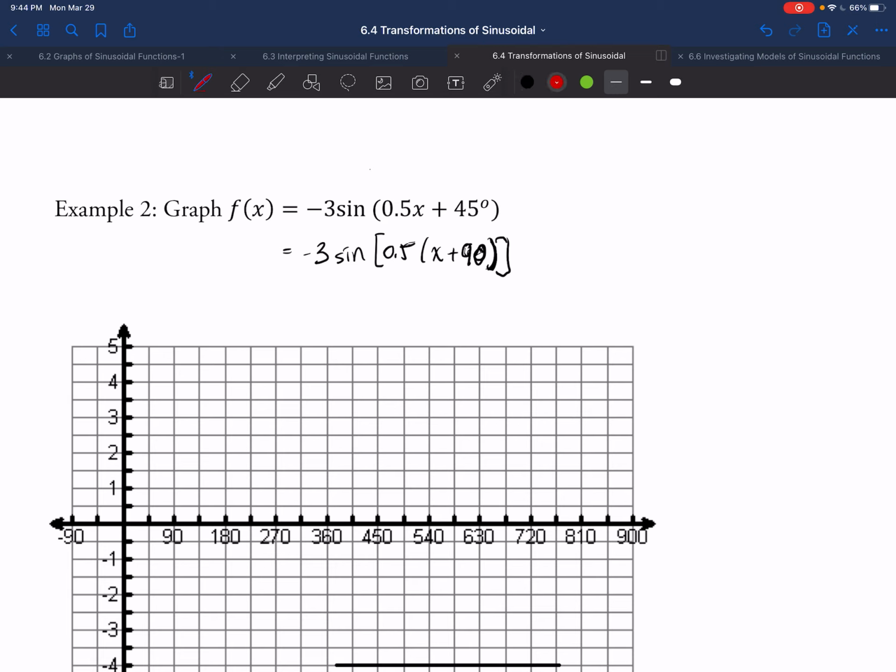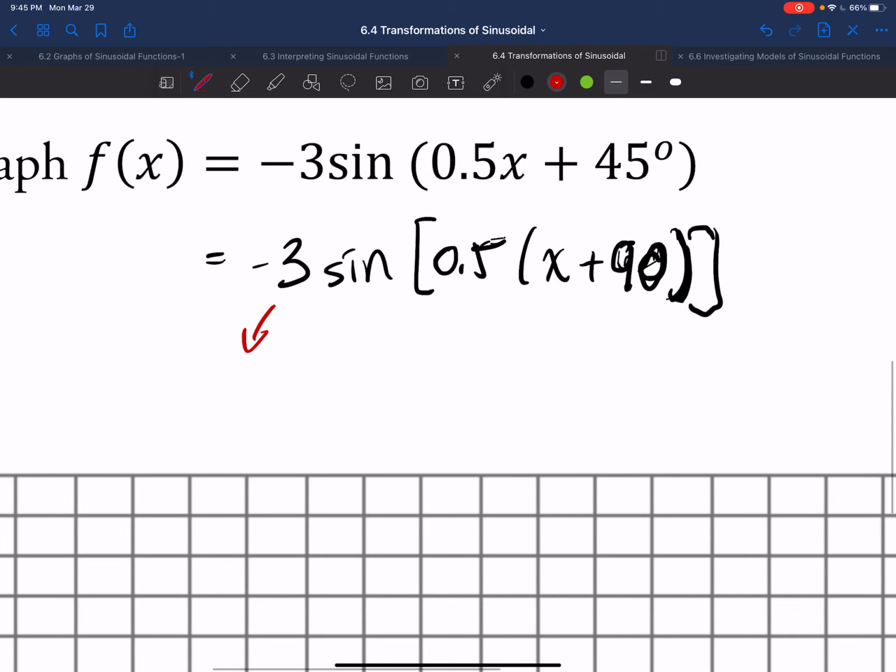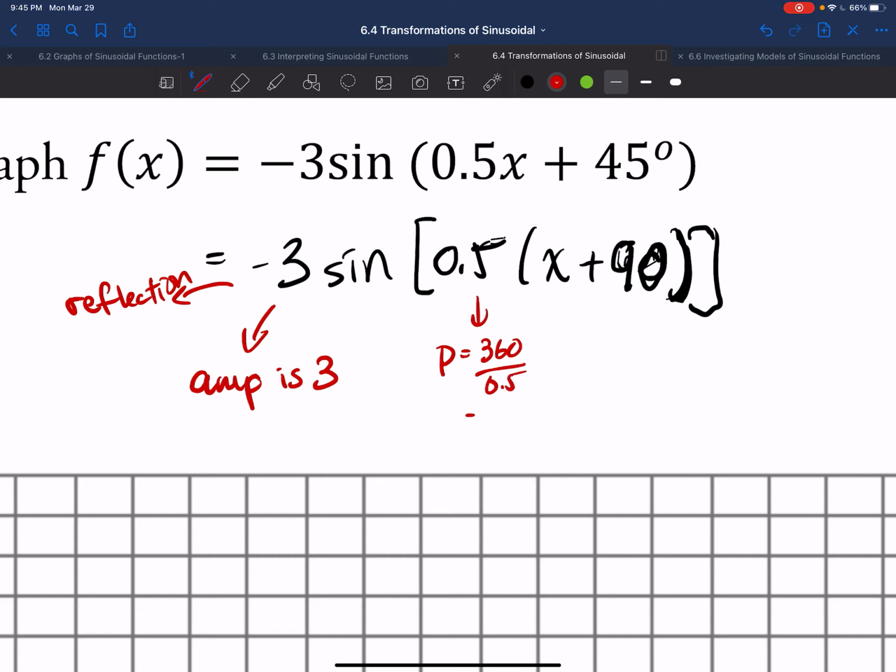So I can see here that my amplitude is 3. And it's negative, which means there's going to be a reflection. So the period is 360 divided by 0.5. So that's the same as multiplying by 2, so 720.